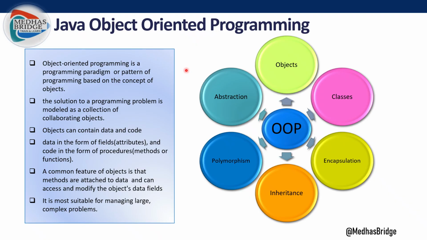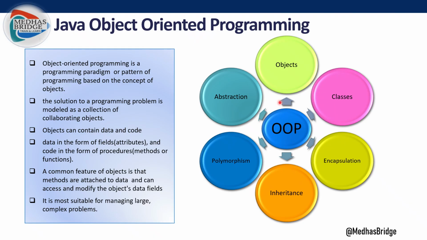Object-oriented programming is a programming paradigm or pattern of programming based on the concepts of objects. The solution to a programming problem is modeled as a collection of collaborating objects. Objects can contain data and code. Data in the form of fields, which are attributes, and code in the form of procedures, which are methods or functions. A common feature of objects is that the methods are attached to data and can access and modify the object's data fields. It is most suitable for managing large complex problems.